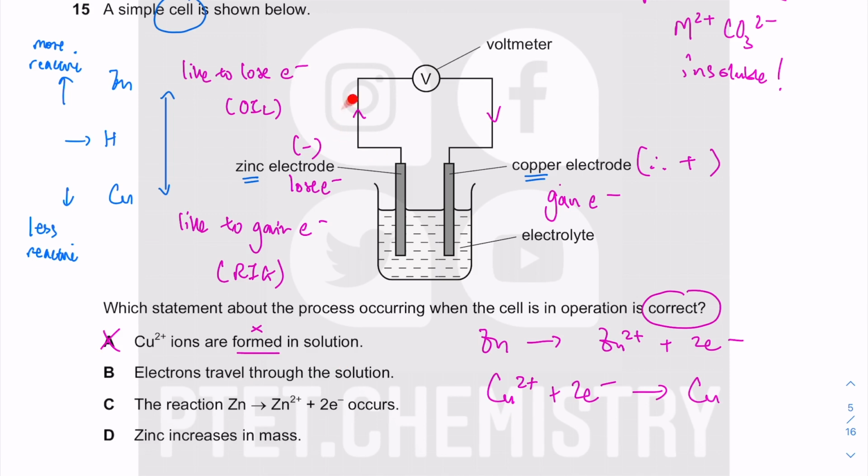Electrons travel through the wire as a result of the potential difference. The electrolyte is just to complete the circuit. As you can see, I've drawn the electrons flowing from the more reactive metal, which is more likely to lose electrons, towards the less reactive metal, which is more likely to gain electrons. So through the solution is actually incorrect. The reaction, as I mentioned, is that the zinc gets oxidized to give you Zn2+, so that does occur, and in doing so the zinc does not increase in mass, the zinc decreases in mass as the zinc forms Zn2+ that goes into the solution as part of the electrolyte.